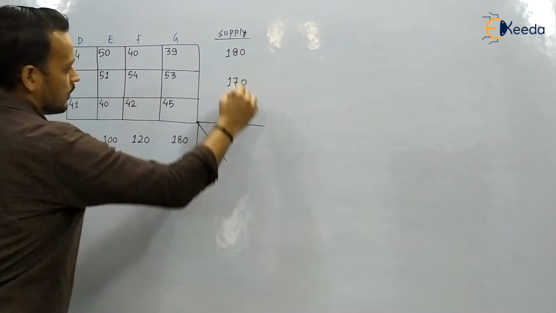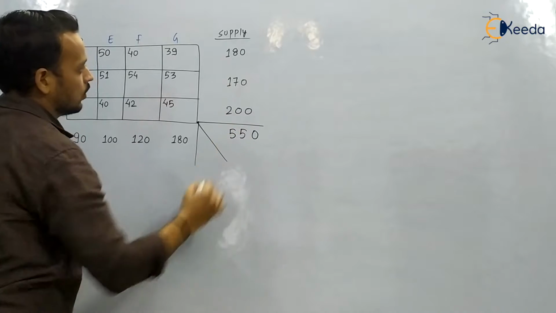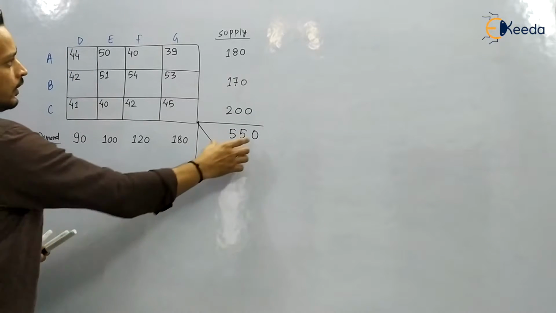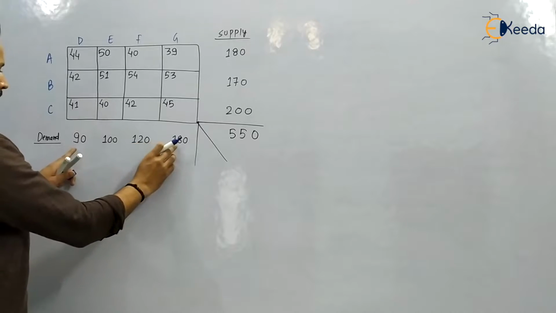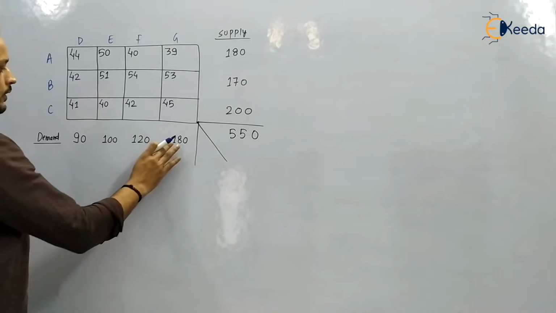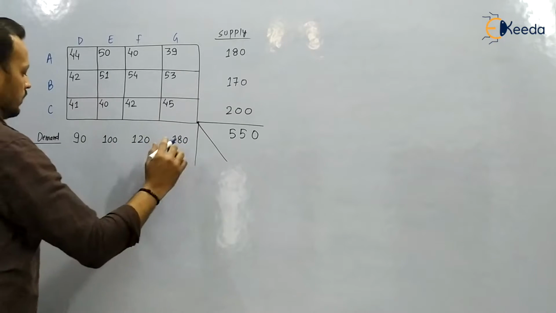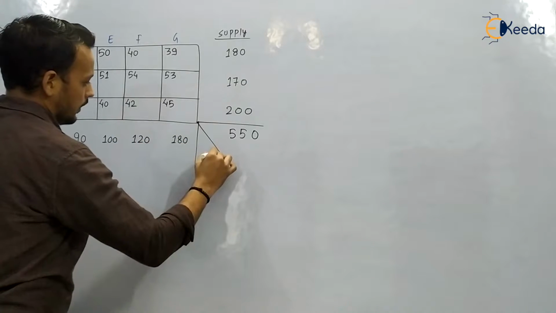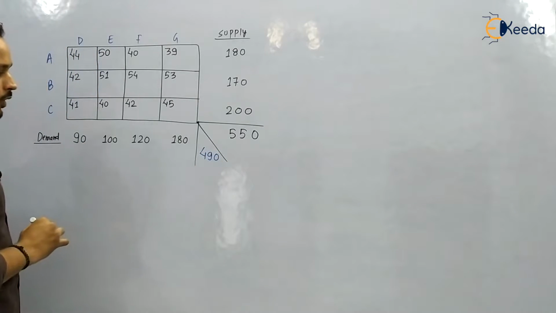The total supply is 550 units, and the total demand, 90 plus 100 plus 120 plus 180, is 490. You can check, it is 490.